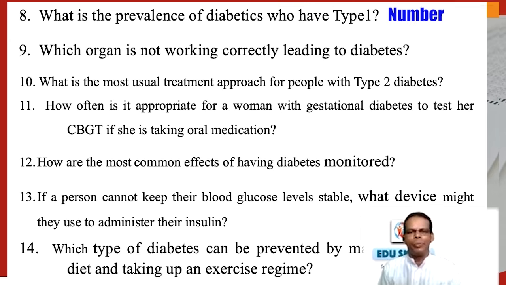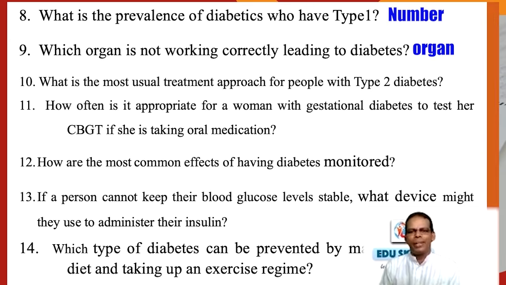Which organ is not working correctly leading to diabetes? What are they expecting? Pancreas. An organ. So which organ? That itself is called skimming the questions. So you know the answer must be an organ. And the other one should be a number.